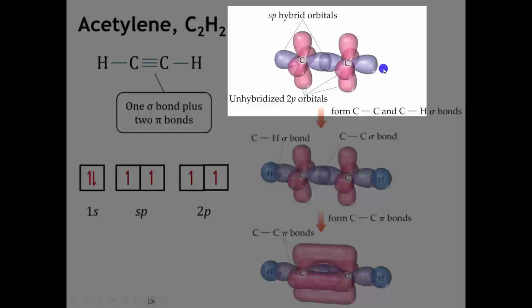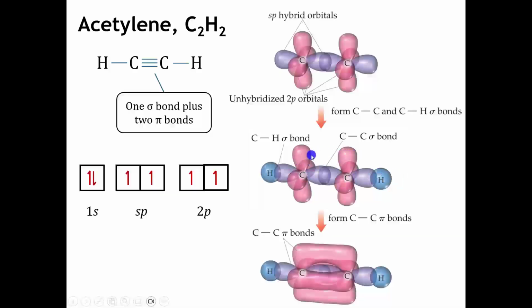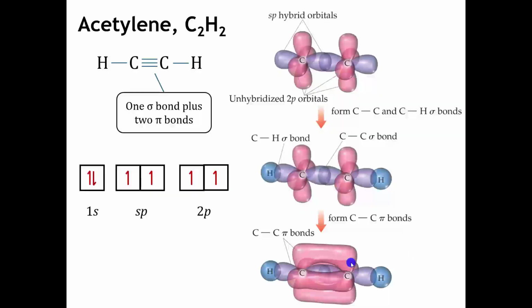Purple orbitals are the sp hybrids, and the reddish pink orbitals are the unhybridized 2p orbitals. You can see overlap of the hybrids gives us a carbon-carbon sigma bond. And here in the middle image, overlap of the hybrid with the hydrogen 1s orbital gives us 2 carbon-hydrogen sigma bonds. And then finally, if we overlap the unhybridized 2p orbitals on each carbon, we get 2 pi bonds, which are perpendicular to each other. They're at 90-degree angles to one another. And that combination, 1 sigma and 2 pi bonds, gives us the carbon-carbon triple bond.